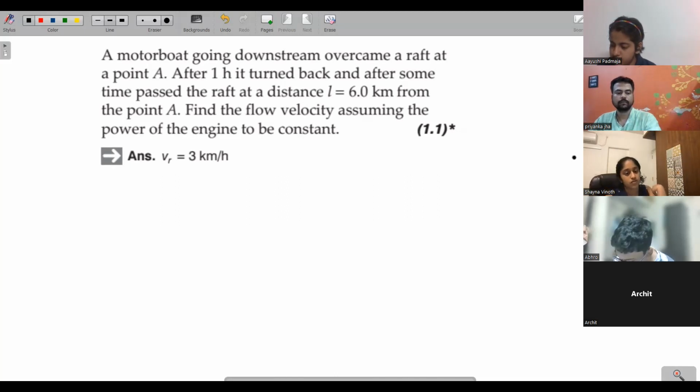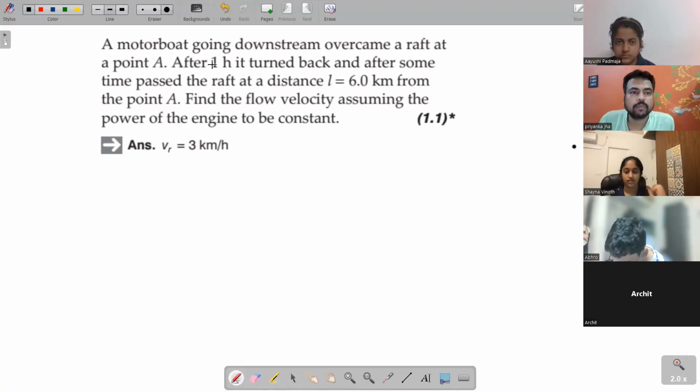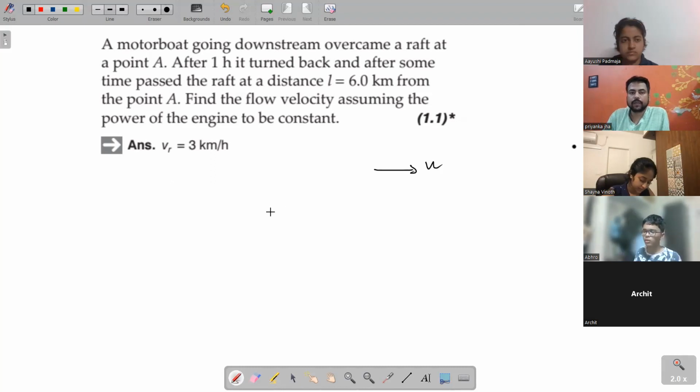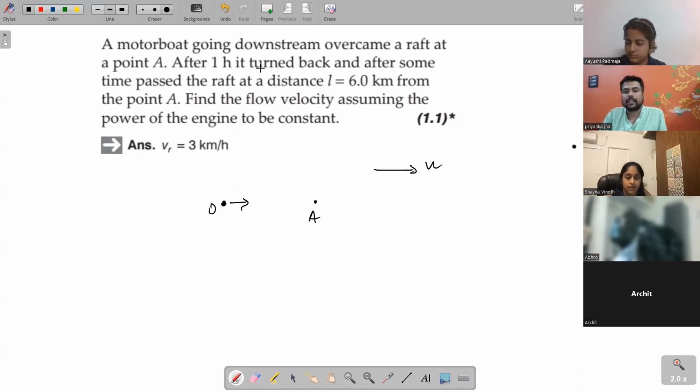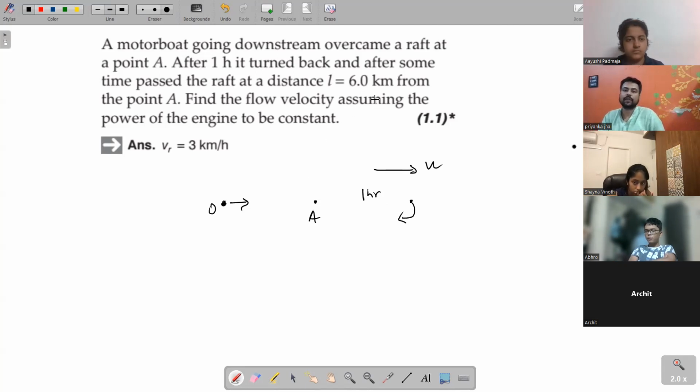So I didn't understand the formation of the question. After 1 hour, it turned back, and after some time passed the raft at a distance... See, the question says that a motorboat is going downstream. So this is the flow of the river. Downstream means in the direction of flow. Suppose the motorboat started from O, going downstream, and overcame a raft at some point. It went ahead, and after 1 hour, it turned back. After overcoming this raft, it traveled a further 1 hour, then turned back, and after some time passed the raft at a distance of 6 kilometers.